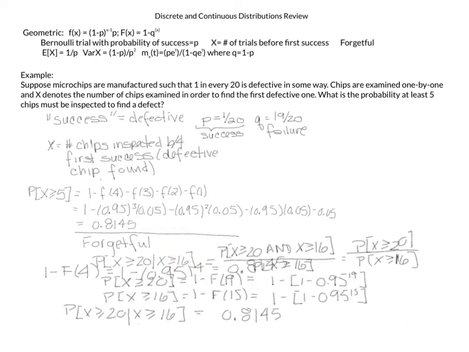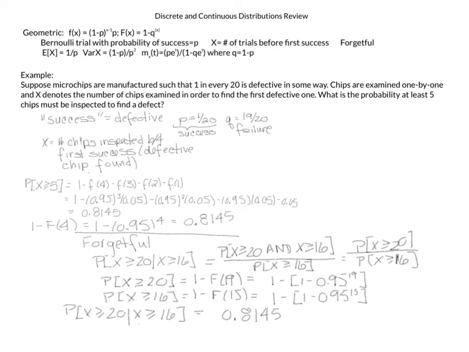If you recall from conditional probability, the probability of A given B is equal to the probability of A and B occurring divided by the probability of B. So here I have the probability x is greater than or equal to 20 and x is greater than or equal to 16, divided by probability x is greater than or equal to 16. This top, as you may have already noticed, simplifies to probability of x is greater than or equal to 20.